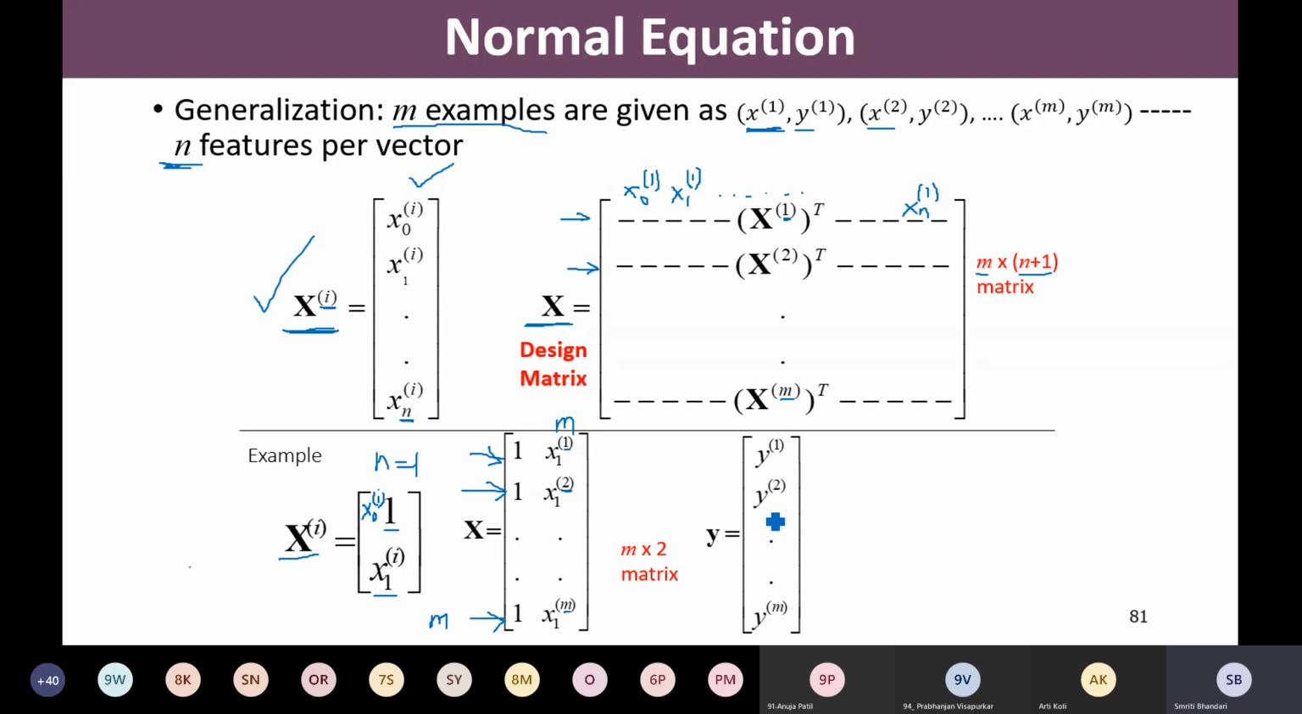Now y is provided like this. In y, I have the associated actual values: y1, y2, up to ym, as we have m samples. Based on these two matrices, we are going to compute our theta by making use of the normal equation method. Theta equals x transpose x inverse times x transpose y. This will give me the values of theta.